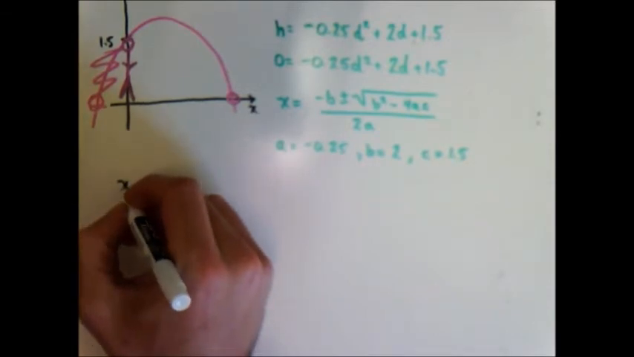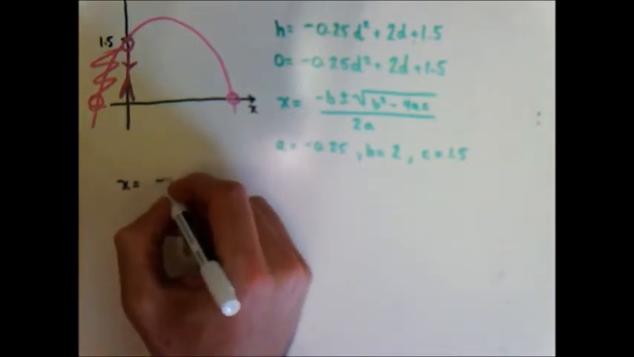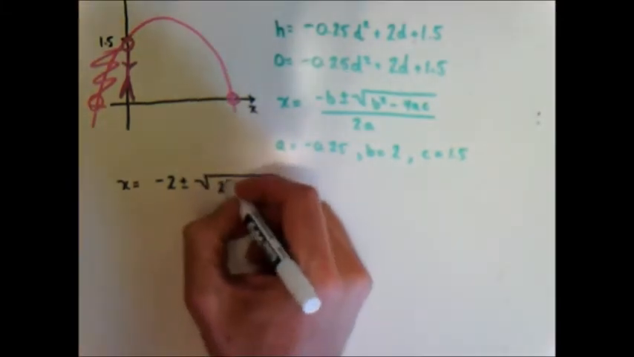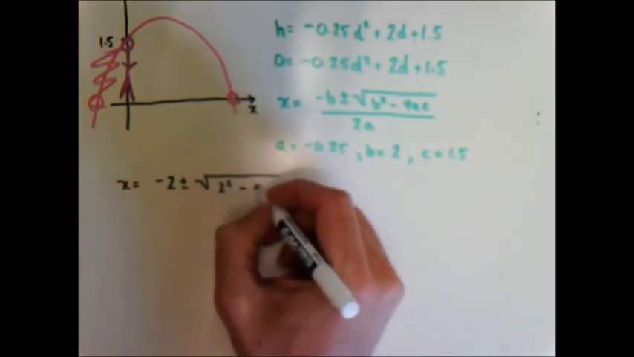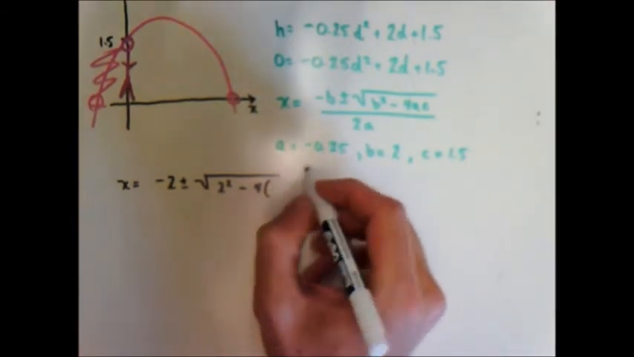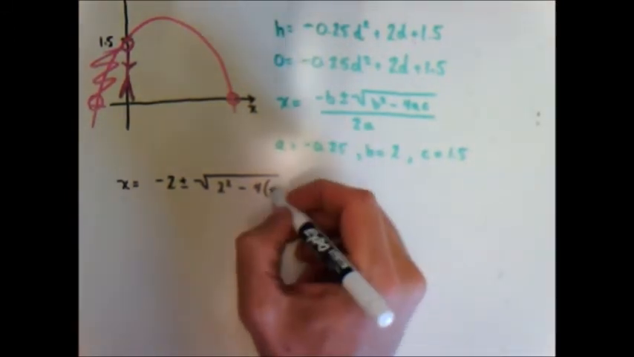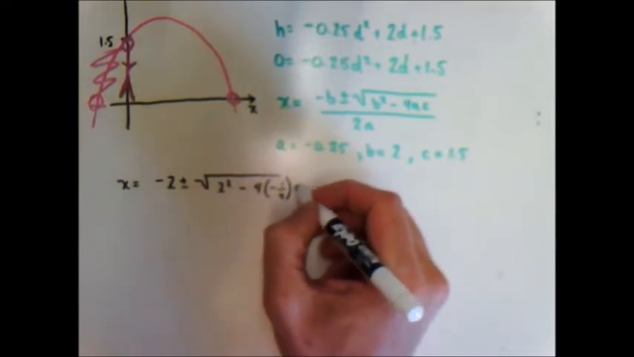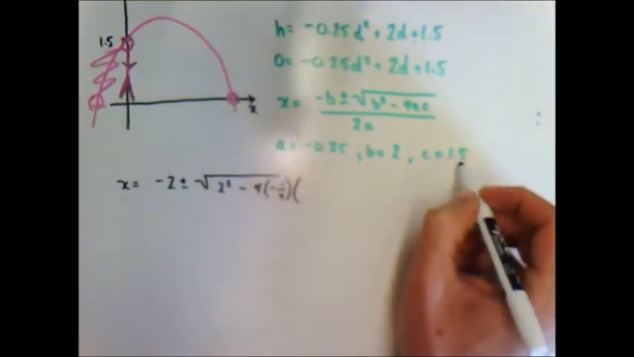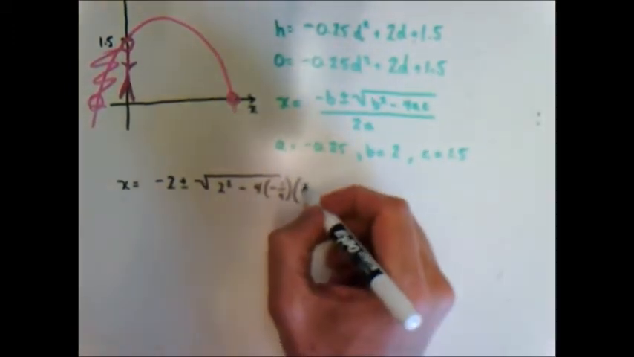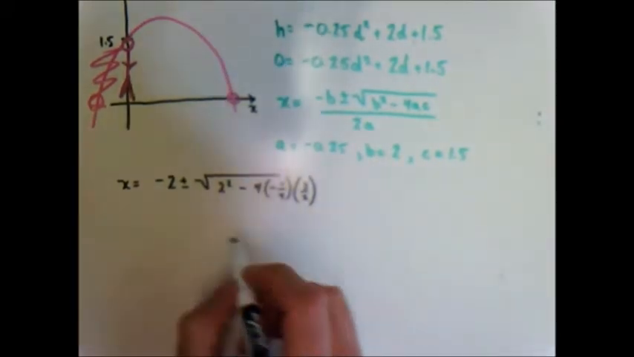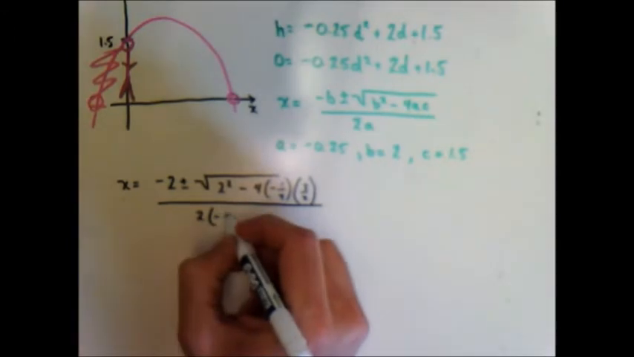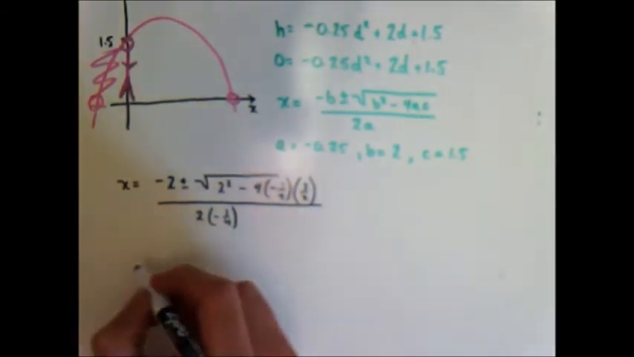So x equals negative b, that's negative 2, plus or minus the square root of 2 squared minus 4 times, and I know this is 1/4, and I'd rather work with fractions, so I'm just going to go ahead and rewrite that as negative 1/4 times, and this is 1.5, which is the same as 3 over 2, all over 2a. So 2 times negative 1 over 4.